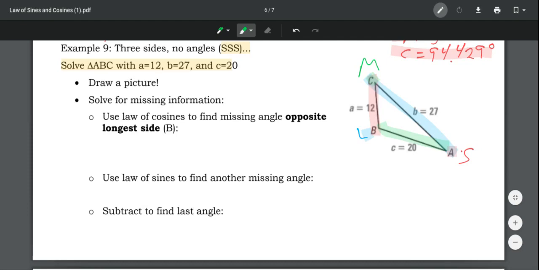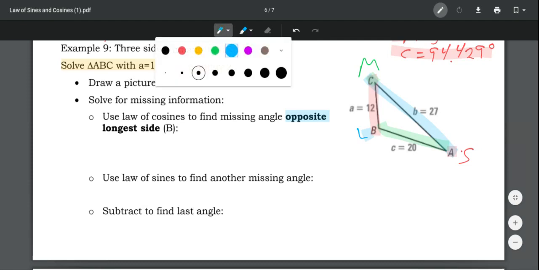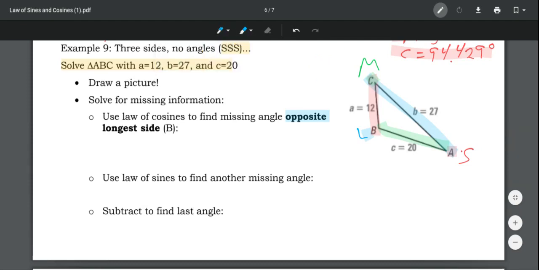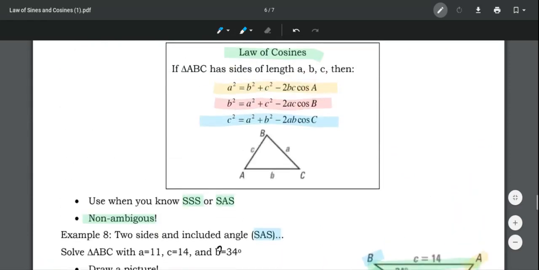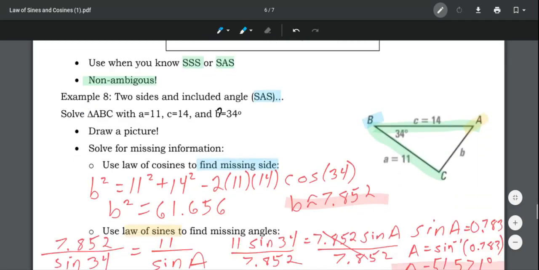Now, when we solve something with SSS, we're always going to solve for the largest angle first. So the largest angle is always across from the longest side. So in this example, we are going to solve for B because B is opposite the longest side. So when we take a look at this, guys, I'm going to say I'm solving for angle B. If I go up here, I'm going to look at my three equations and I'm going to look for the equation with angle B, the angle that I want to solve for. And again, it's the second equation. So that is the equation that I'm going to use.